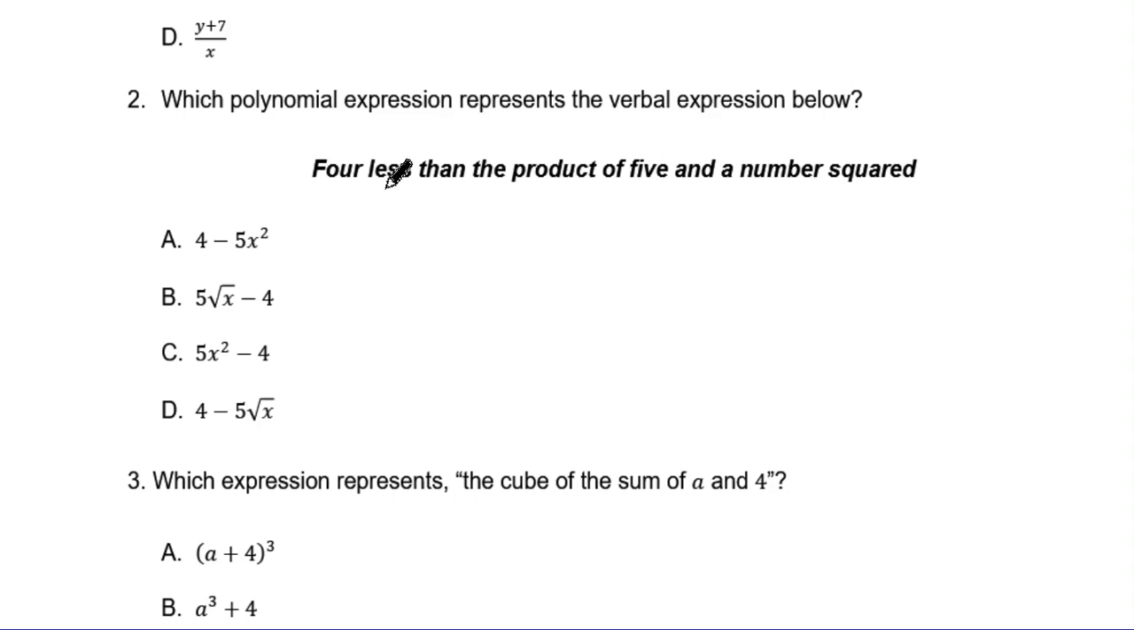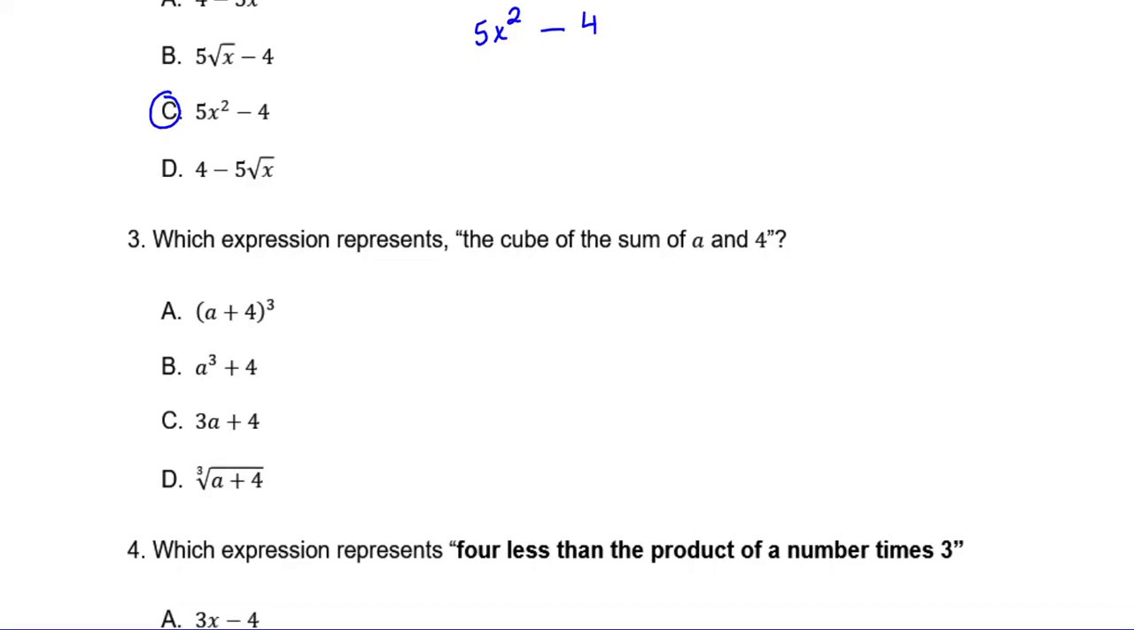Whenever you see less than, that means you have to switch them, okay? So you have the subtraction from less than, but 4 goes after. And then the product of 5 and a number, so 5 times a number squared. See how this is 4 and this is the product 5x squared. The only thing is these two have to switch. So it's 5x squared minus 4, which is C. So with less than, make sure to switch them.